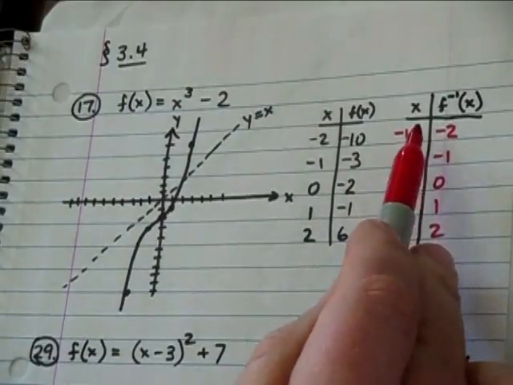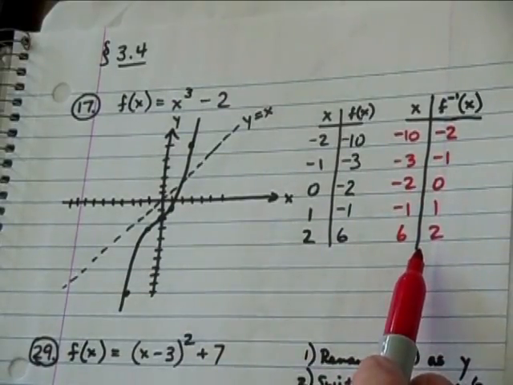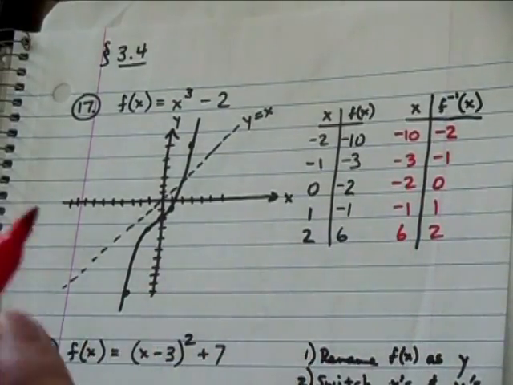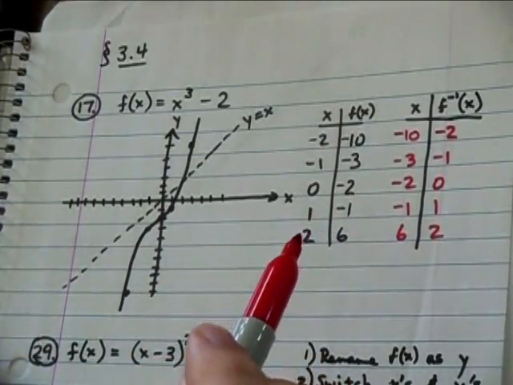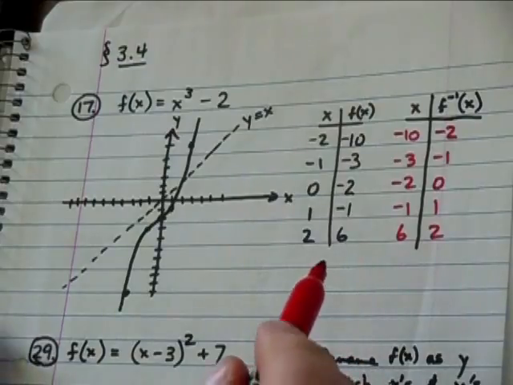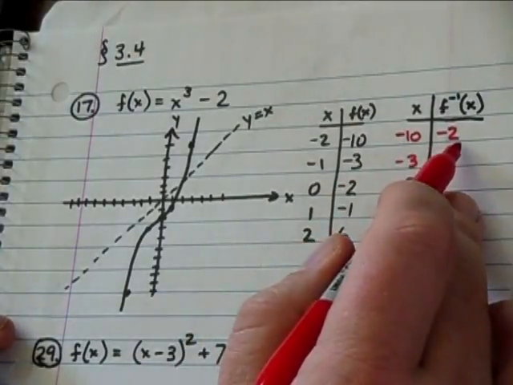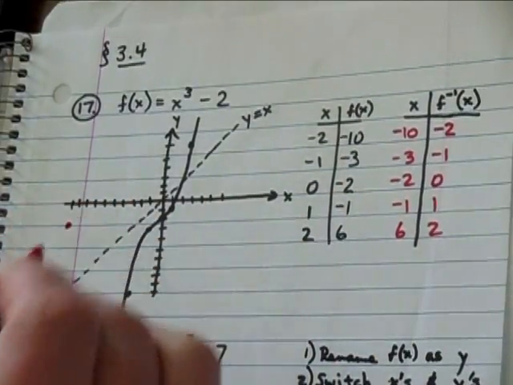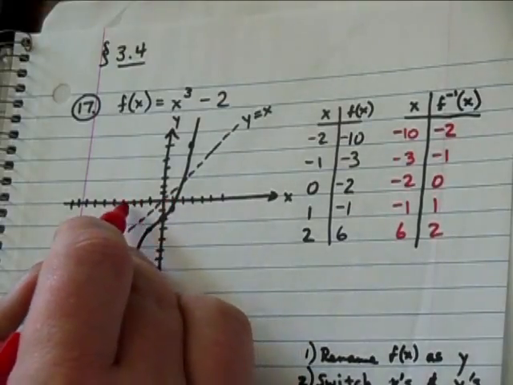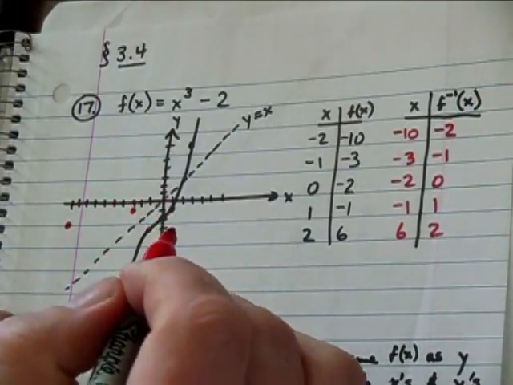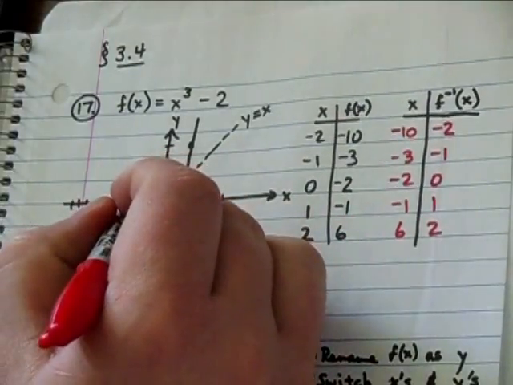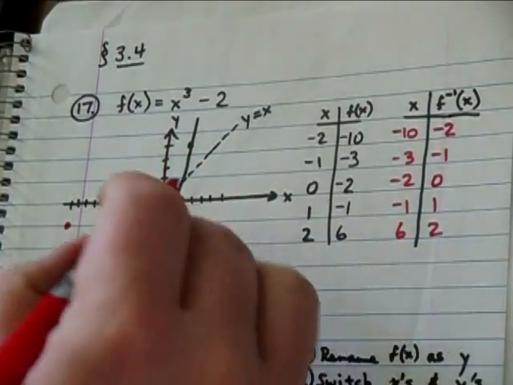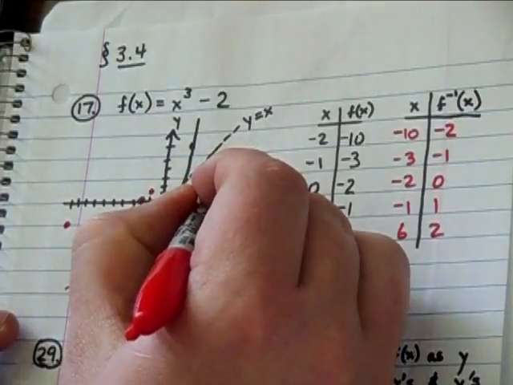Alright, now I'm going to plot each of these points and then draw a line, or in this case a curve, that goes through those points, and that will be representative of my inverse function. So -10, -2 is over here. -3, -1 is here. -2, 0. -1, 1. And 6, 2.